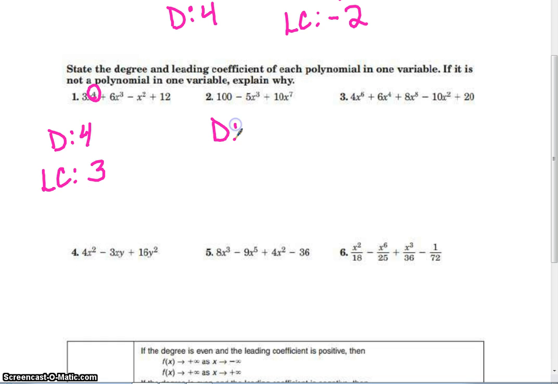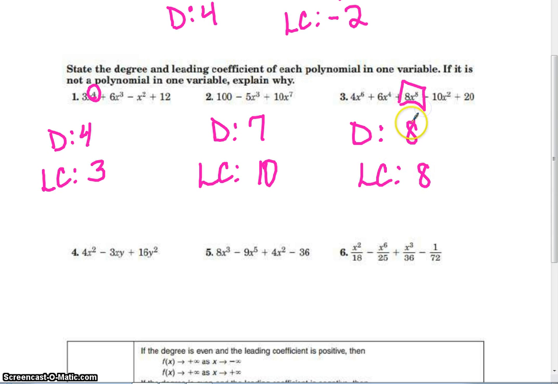Number 2, your degree is going to be 7. And your leading coefficient is going to be 10. Number 3, your degree is going to be 8. Your leading coefficient is also 8. This is the term I used for this one.